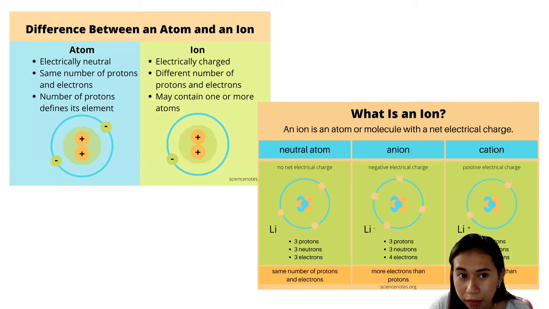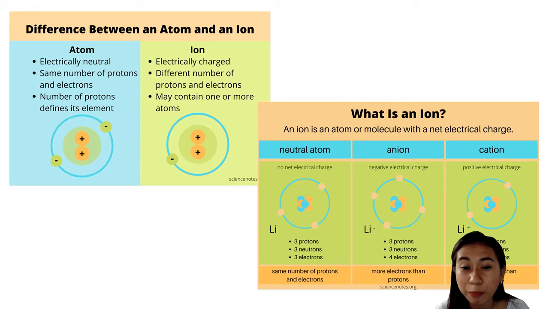Number, oh, teka lang. Ito pala, difference between an atom and an ion. Pag sinabi nating atom, meaning electrically neutral. So same lang yung number of protons and number of electrons. And the number of protons defines its element. Bakit? Kasi nga, yung atomic number, that's the number of protons. Now, each element in the periodic table is magkaiba sila ng number, no? Magkaiba ng atomic number. Ibig sabihin, magkaiba ng number of protons.